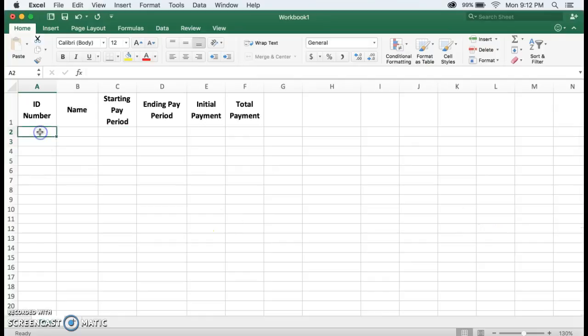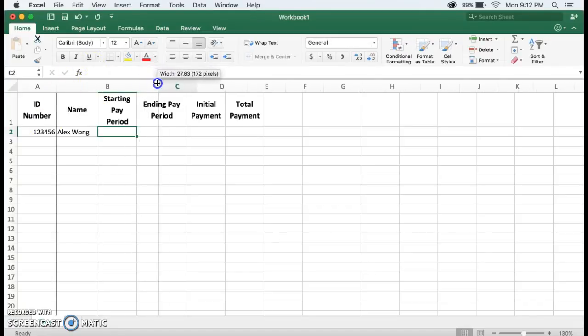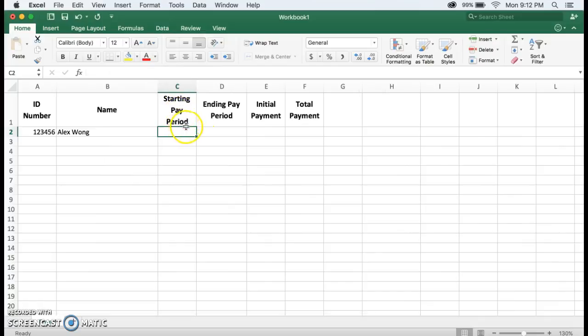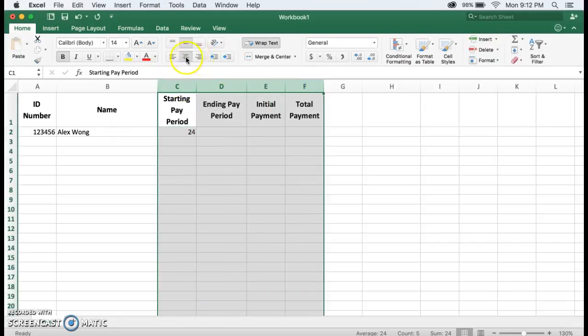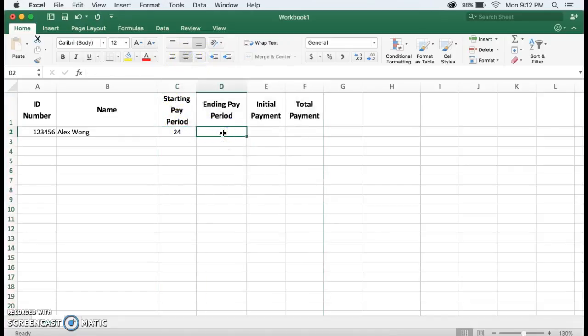And so, for example, we're gonna put ID number 1, 2, 3, 4, 5, 6. The name of the student is Alex Wong. So let's just make this big in case we get a student with a long name. And let's say that Alex wanted to have a payroll deduction starting at the 24th pay period. So let's make this in the middle just so that it looks pretty. And the ending pay period is at, let's say, 26.